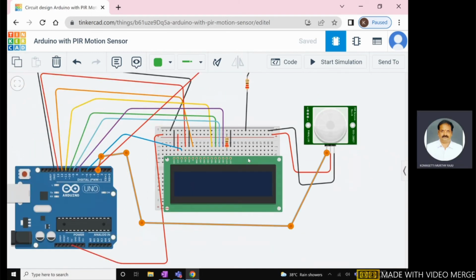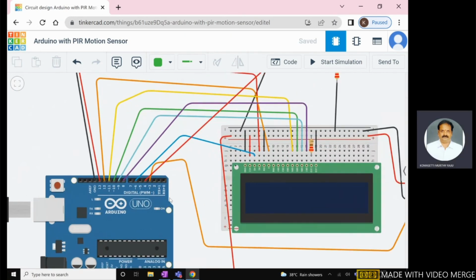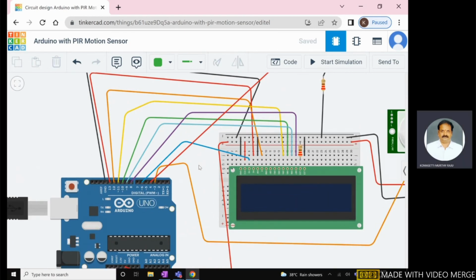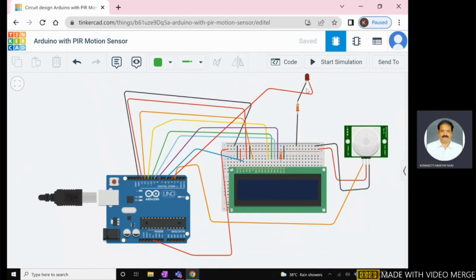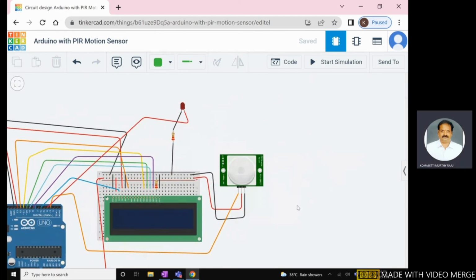Next, one more here: this one is the LED cathode. The LED cathode is connected to ground through a resistance. The LED anode is connected to one of the digital pins, that is the fourth one. The third pin of the Arduino board is assigned to the PIR signal pin. The fourth pin of the Arduino board is assigned to the anode of the LED. Now we will see the demonstration.